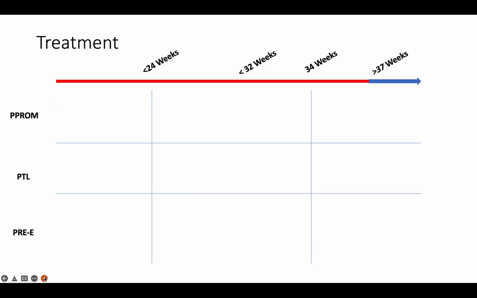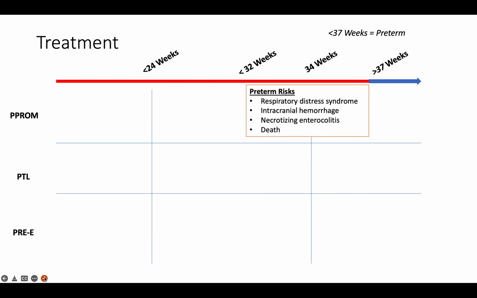Next up is treatment. We're going to organize the treatments for each of these pathologies by gestational age. Recall that gestational age less than 37 weeks is considered preterm, and preterm babies have their own risks. They're at increased risk for respiratory distress syndrome, intracranial hemorrhage, necrotizing enterocolitis, and even death. That's why it's so important to know about PPROM, PTL, and PRE-E, especially when the delivery is before 37 weeks.